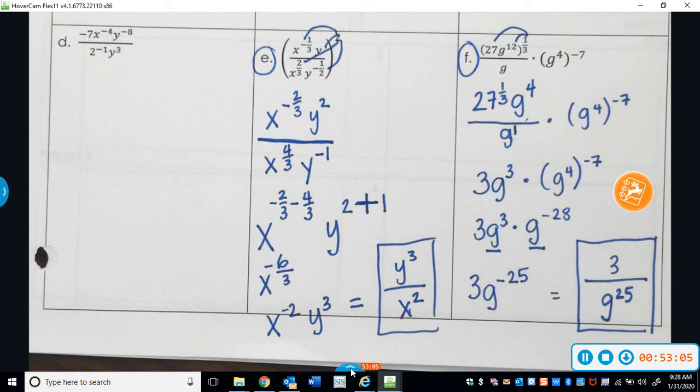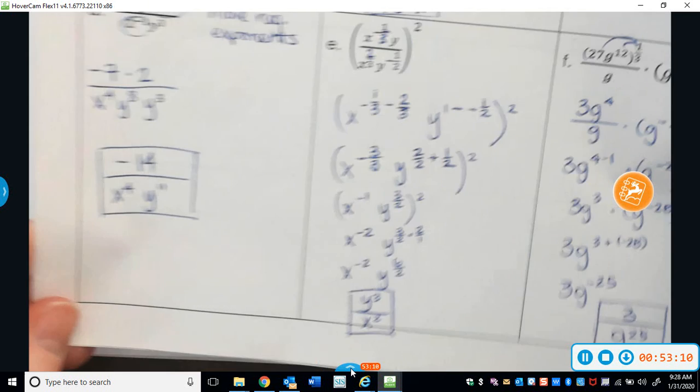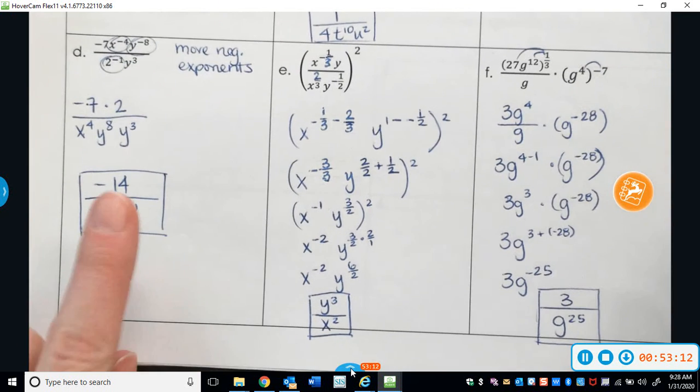Alright, hold on 1 second. Alright, so take a moment to double check D. We'll move up and look at the top row in just a second.